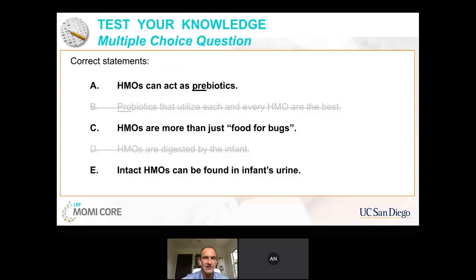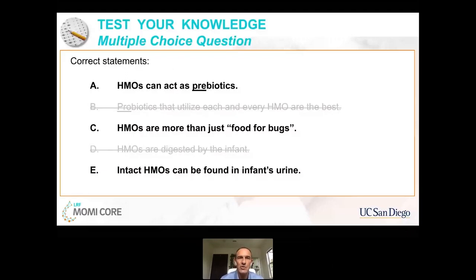The answers are: HMOs can act as prebiotics. And no, ideally, we want to have probiotics that are targeted and do not use up all the oligosaccharides, because the oligosaccharides have a lot of other value as well. They are more than just food for bugs. They are not digested by the infant, and we find intact HMOs all the way in the infant's urine.